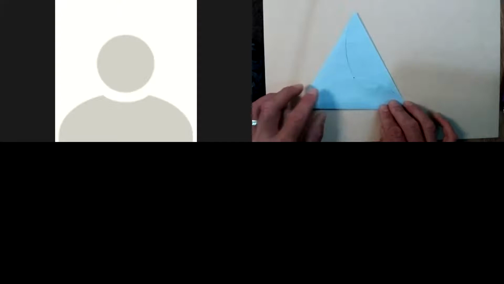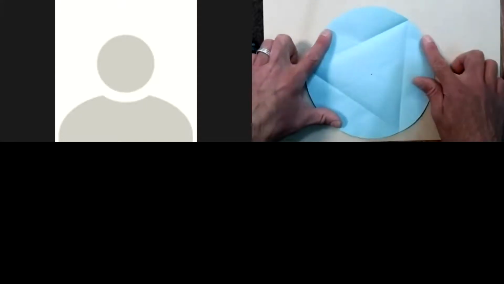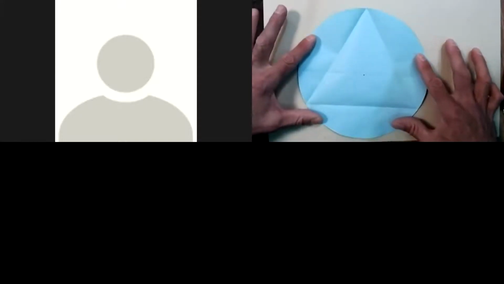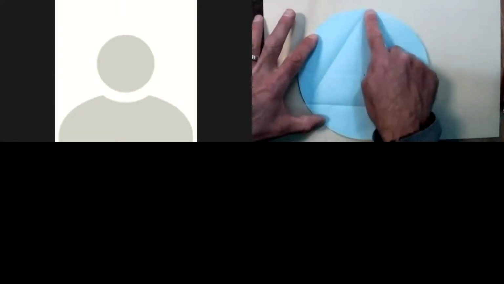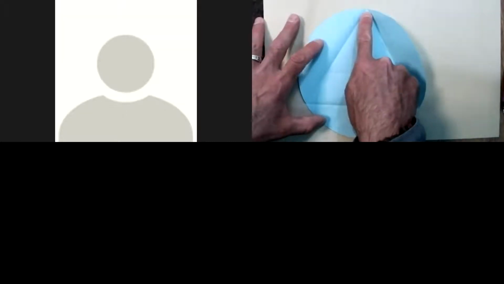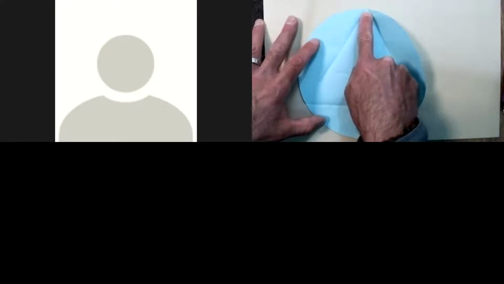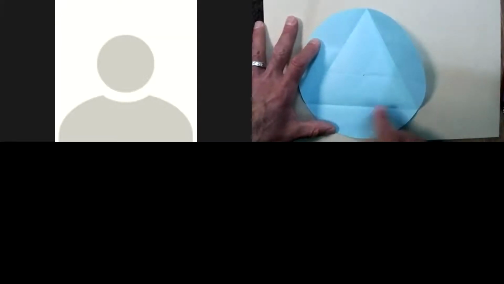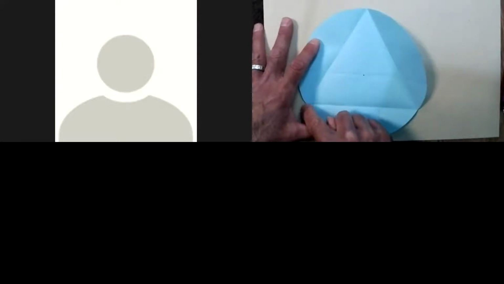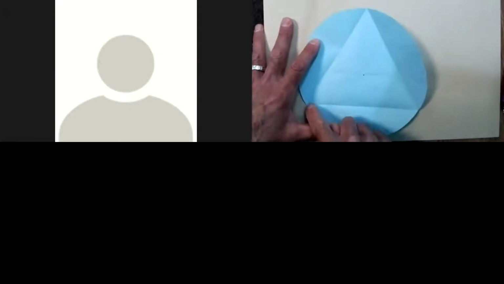Cool. So I'm just going to open this up for fun. So I can see here, when I open it up, I have a triangle, and the points of the triangle, they're technically called vertices, touch the edge of the circle. So if you have a figure like a triangle, and its points, its vertices, vertex, each vertex is a point, each point is a vertex.